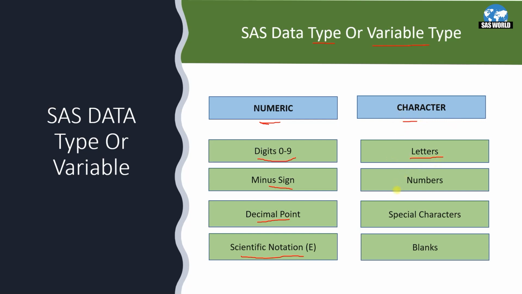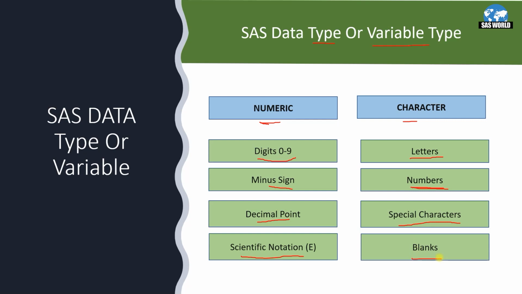It will be alphabetic letters. You can store numbers as character also. For example, if you are going to store somebody's phone number, you are not going to apply any mathematical operation on phone numbers, so those numbers can be stored as characters. You can also store special characters like percent, dollar, hash in a character variable, and you can store blanks or spaces in a character variable.